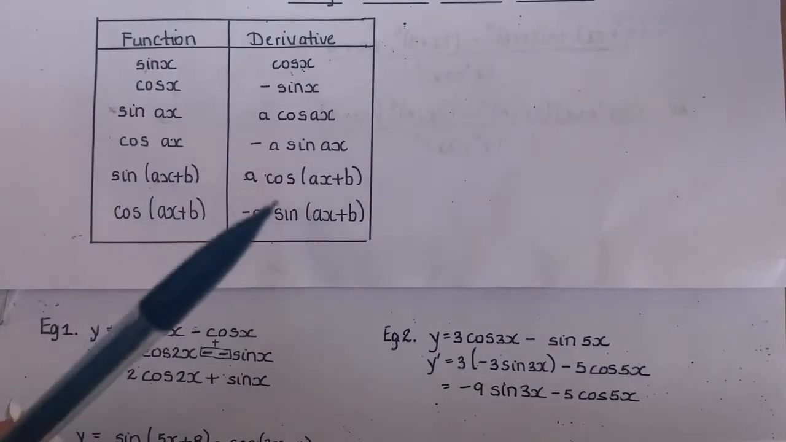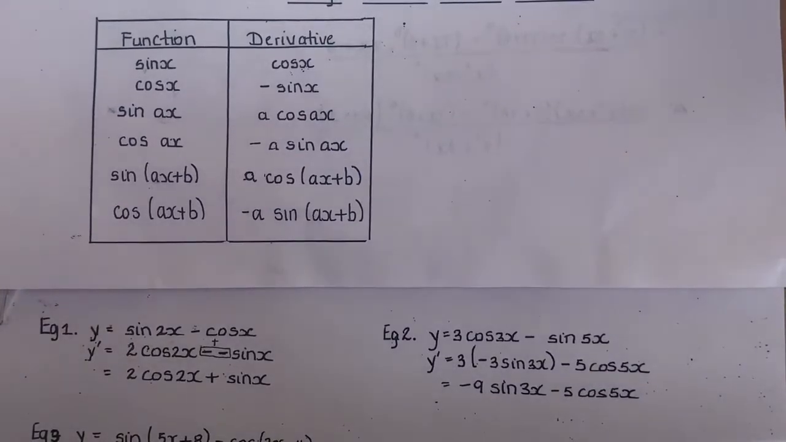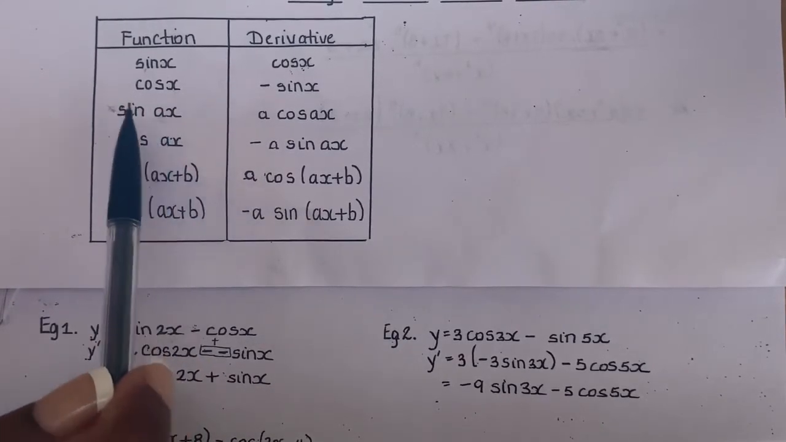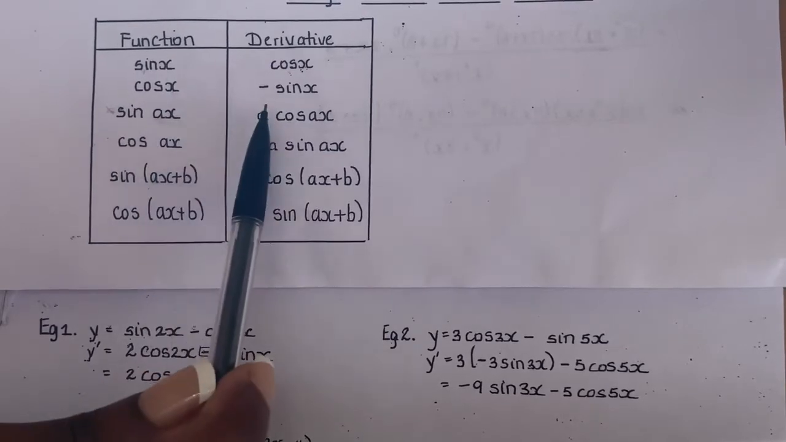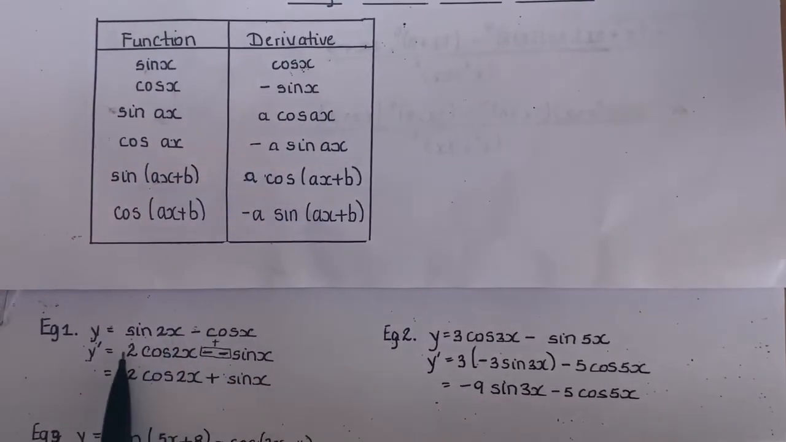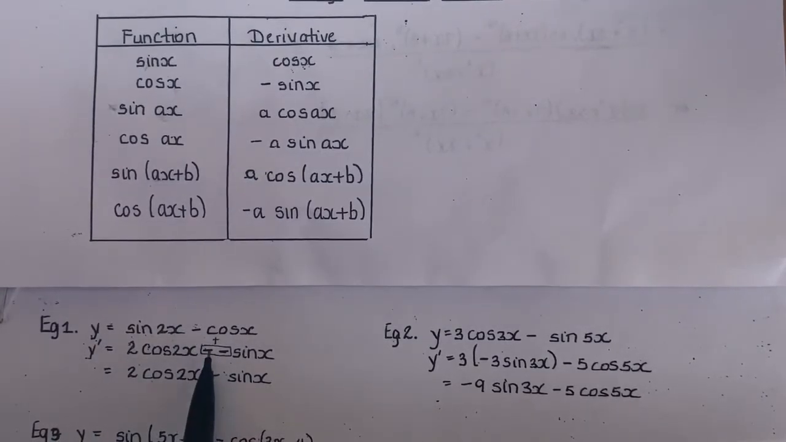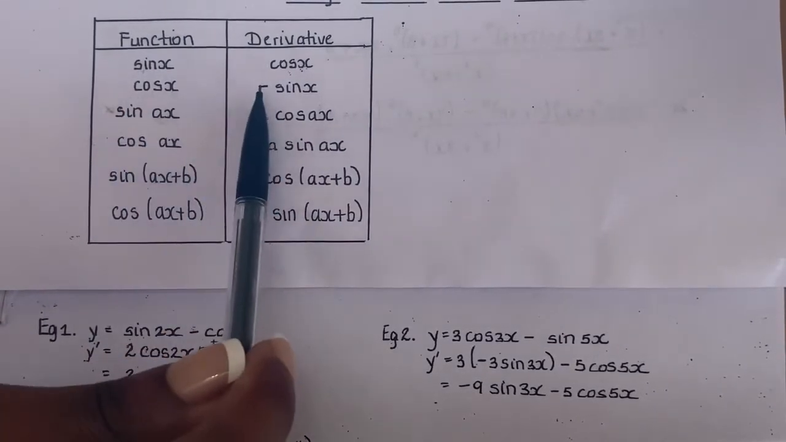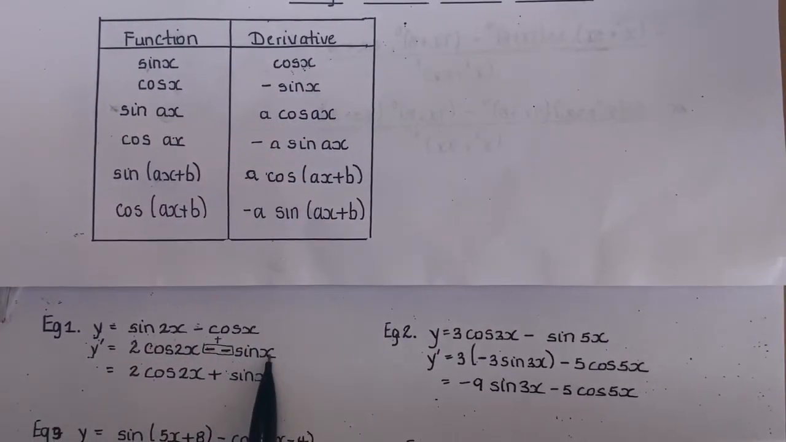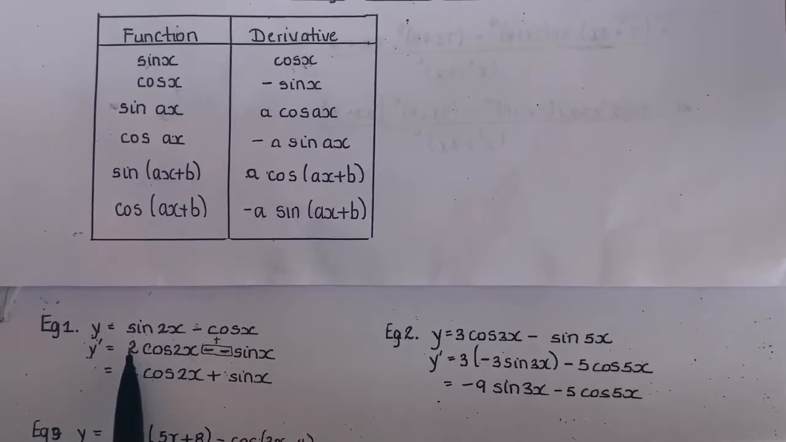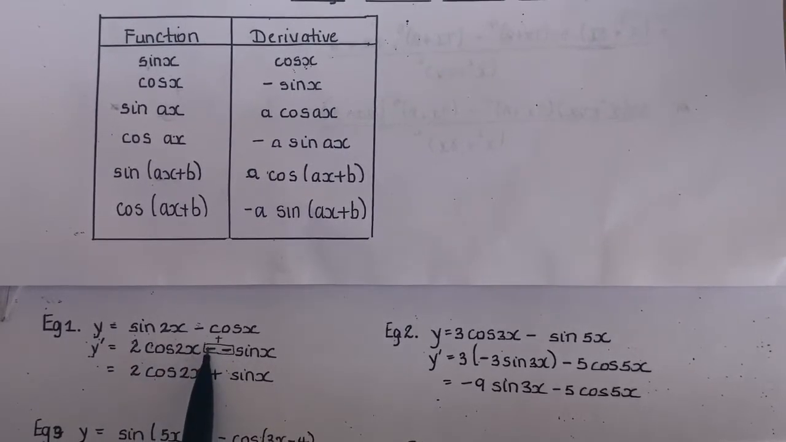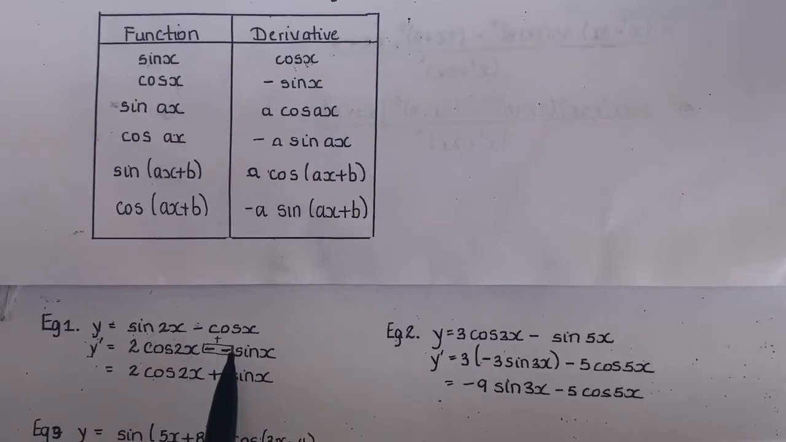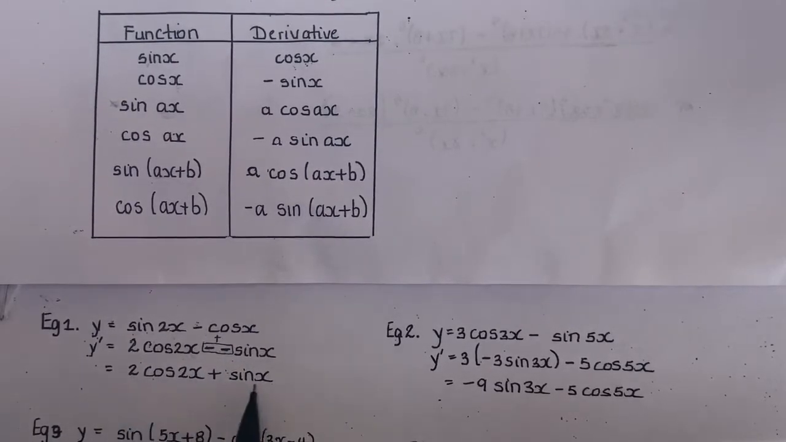A here is 2. So when we differentiate sine 2x, the answer will be 2 cos 2x, as you see right there. Place the negative sign, and now we're at cos x, whose derivative is negative sine x, and that goes down. So these two negative signs together become positive, and this is our final answer.